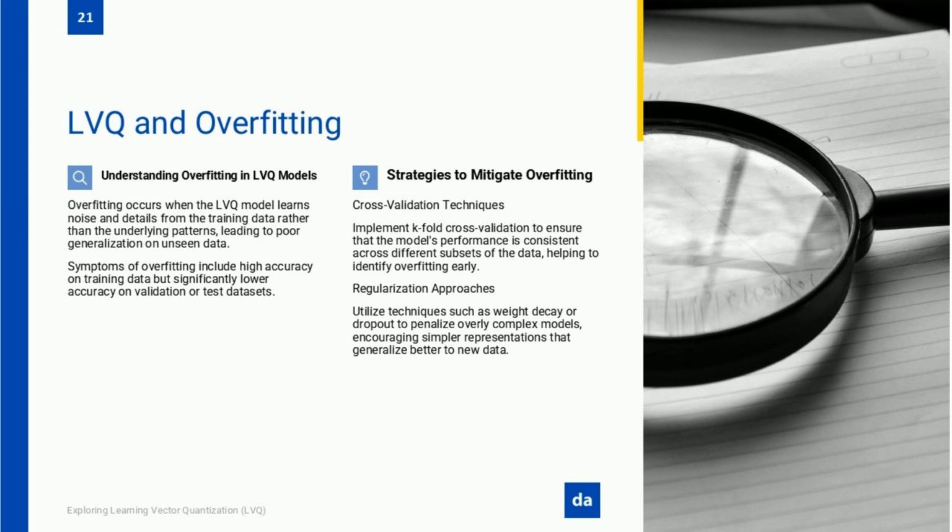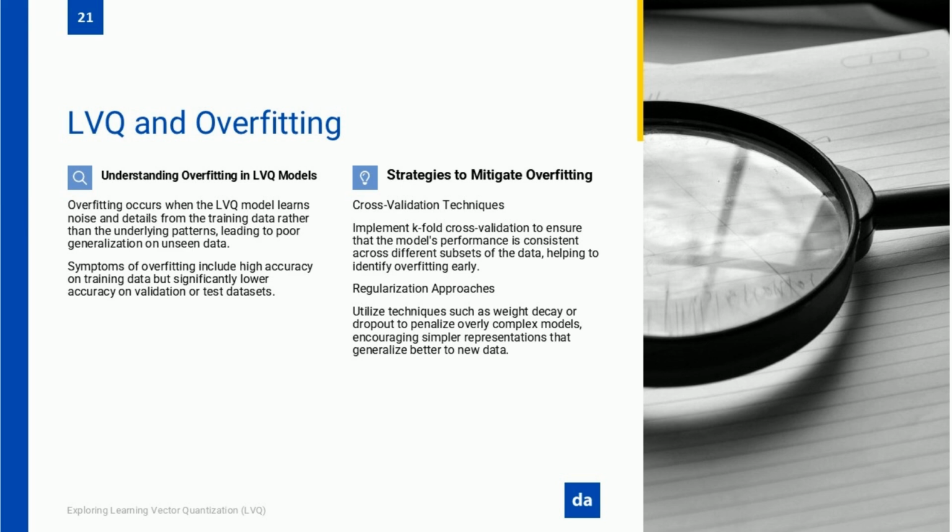Another trick? Early stopping. Instead of training LVQ until it perfectly classifies every data point, we monitor its performance on a validation set. The moment it starts improving on training data but worsening on validation data, we stop training, ensuring it doesn't memorize noise but instead maintains generalization.